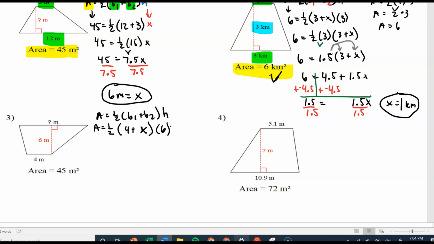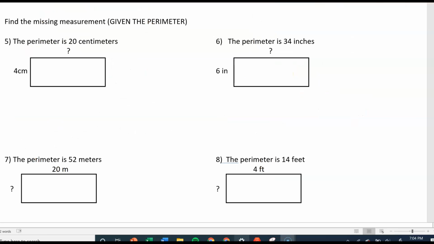So in this one, you'll have to flip-flop the order and distribute, right? And then number 4 is exactly like number 1, where you don't have a height, so you won't have to do any distribution. All right, let's go down to the last part of today's work. So on the second part of today's work, I want us to work backward given the perimeter. Remember, the perimeter is the distance around the outside of a shape. So the formula for perimeter of a rectangle is pretty simple.